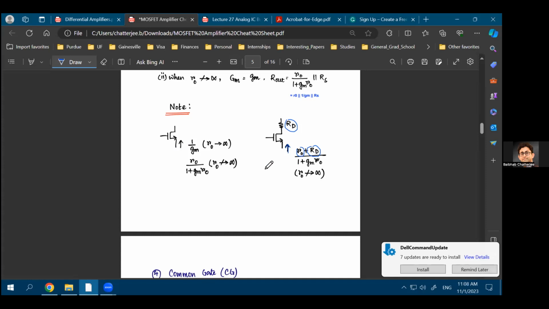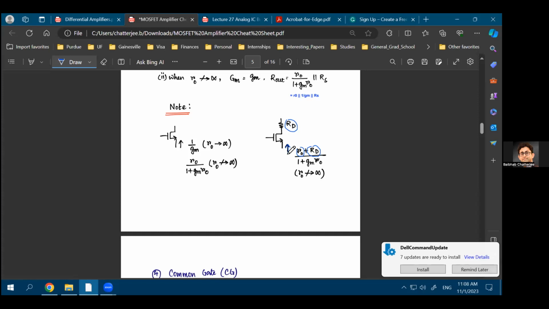So that's kind of like a homework exercise for you. As you're looking into the source of the transistor and you have an RD resistor connected at the drain, what would be the overall resistance looking into the source terminal? You'll see that it will be RO plus RD, the resistance connected between drain and source and the resistance connected above at the drain terminal. But everything will be divided by 1 plus GMR.